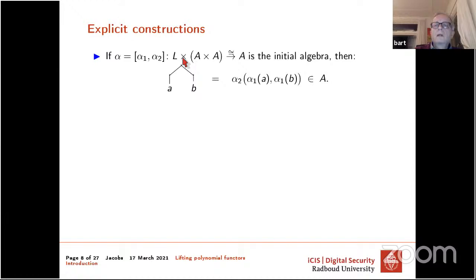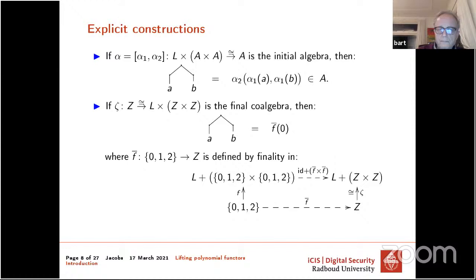The alpha 1 of A and alpha 1 of B are trees themselves, and alpha 2 is the map that joins two trees together to form a new tree. And in this way, you can inductively build up a tree corresponding to formation of terms in this initial algebra.